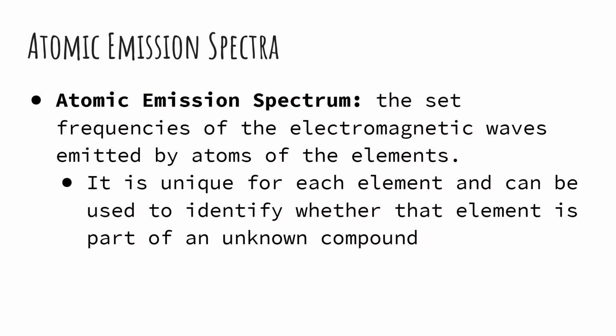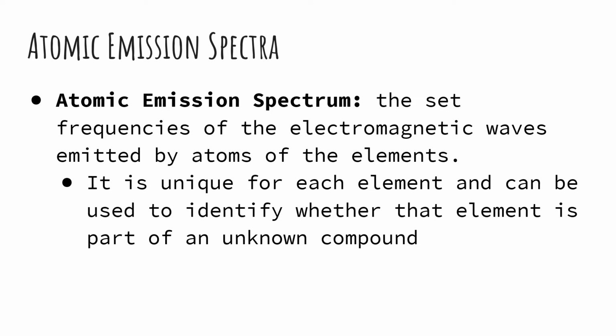The atomic emission spectra of an atom is the set of frequencies of the atomic waves emitted by atoms of the element. Every element will have their own emission spectra and can be used to identify the element. This also means that only specific frequencies are related to the energy emitted by the element. Scientists had expected to observe the emission of a continuous series of colors as excited electrons lost energy.